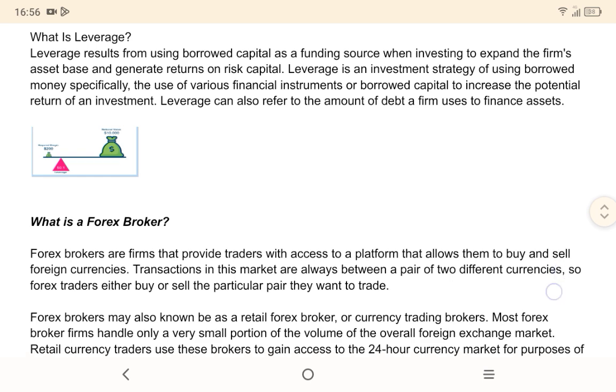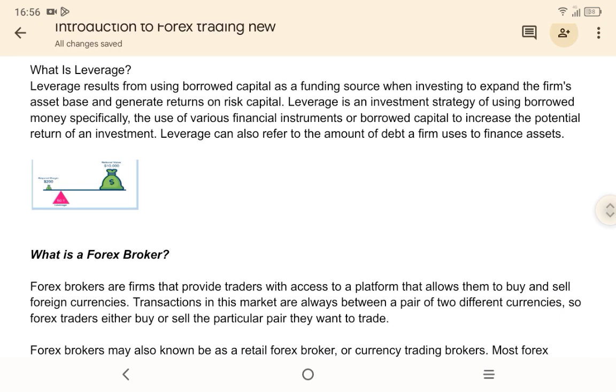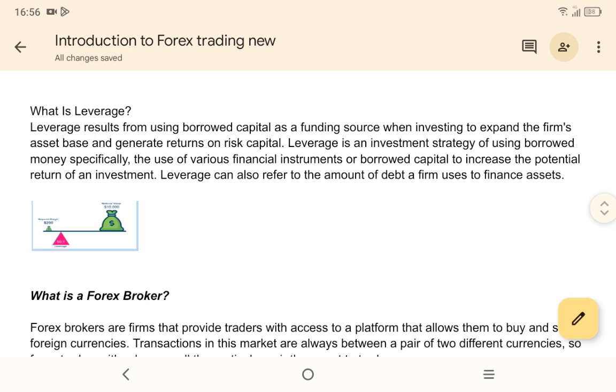Moving forward, we have what we call leverage. What is leverage? Like here, they say leverage results from using borrowed capital as a funding source when investors expand the firm's assets based on generating return on risk capital. Leverage is an investment strategy of using borrowed money, specifically the use of various financial instruments or borrowed capital, to increase the potential return of an investment.